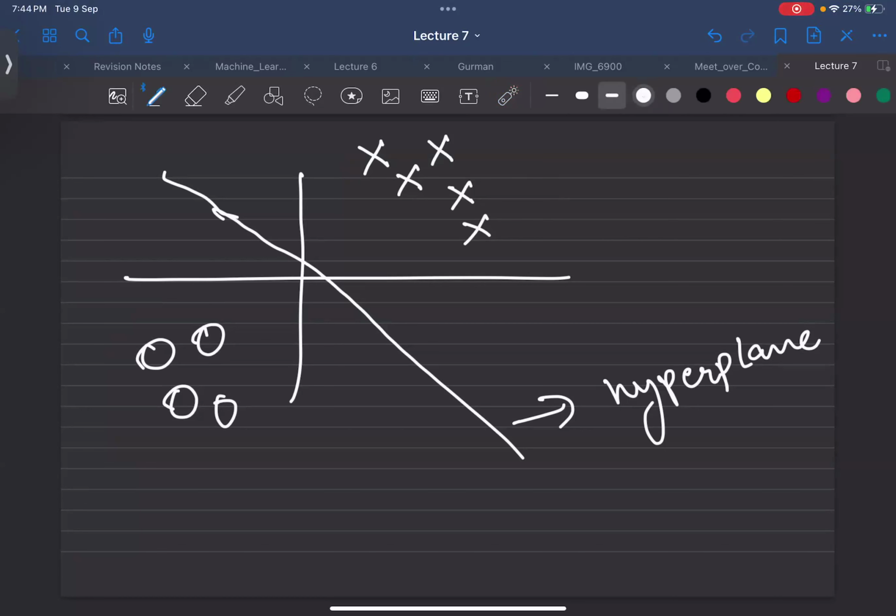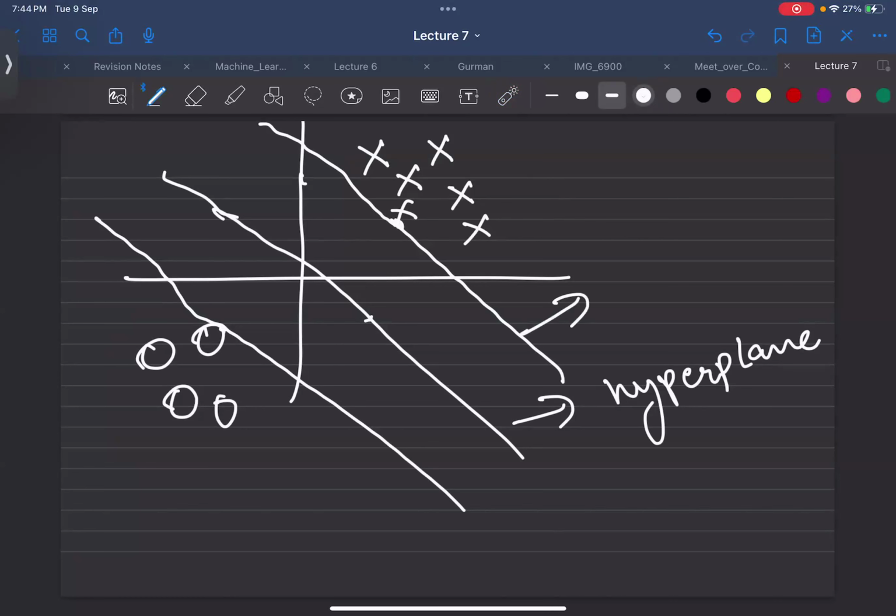What I did is, I saw which one is the closest point to the hyperplane. So this is the closest point to the hyperplane. I draw a line touching this point, as Gaurav said, parallel to the decision boundary. And I told you that this is the margin.